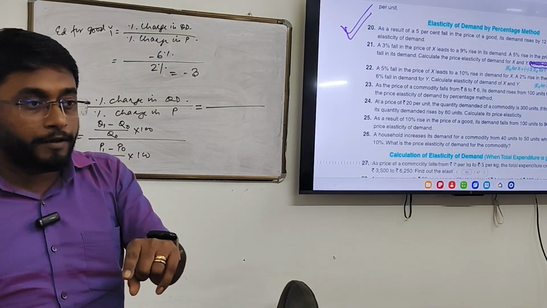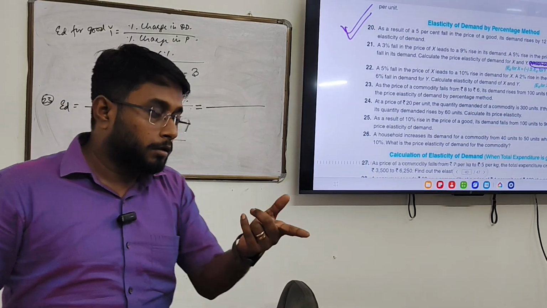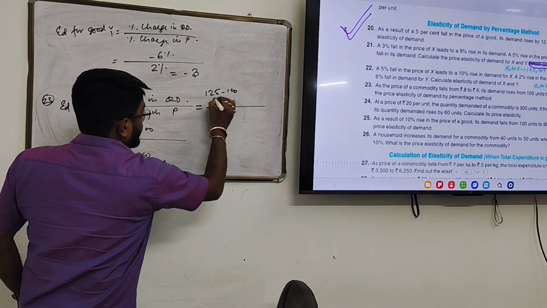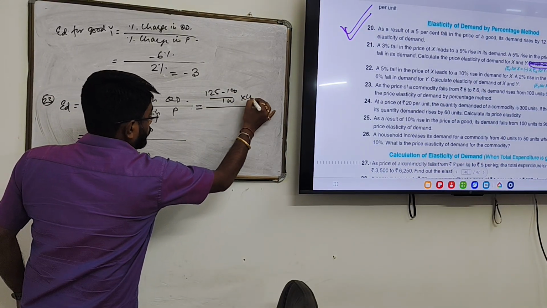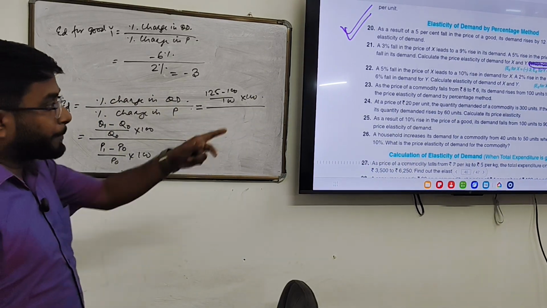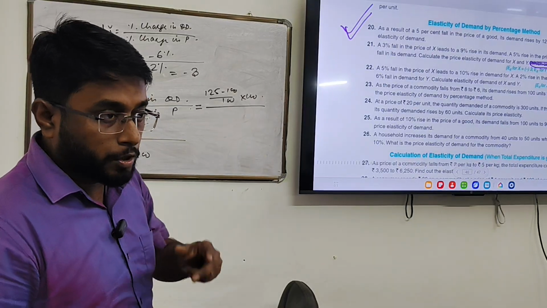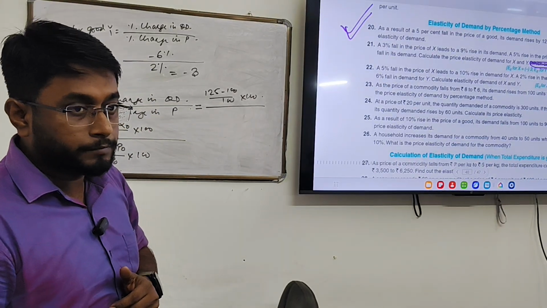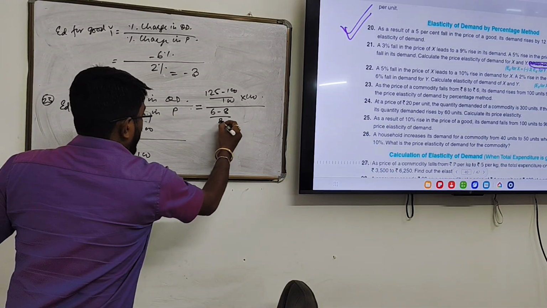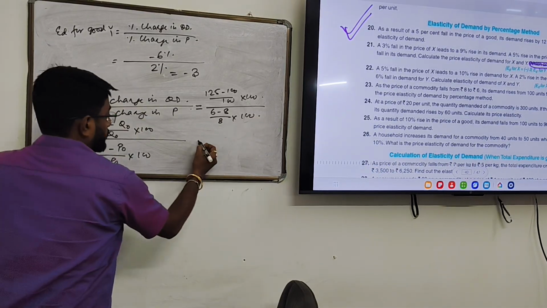Which is new between 100 and 125? Very good. So (125 minus 100) by 100 into 100. Come to the denominator. Two prices are there, 8 and 6. Which is the new price? 6 minus 8 by 8 into 100.